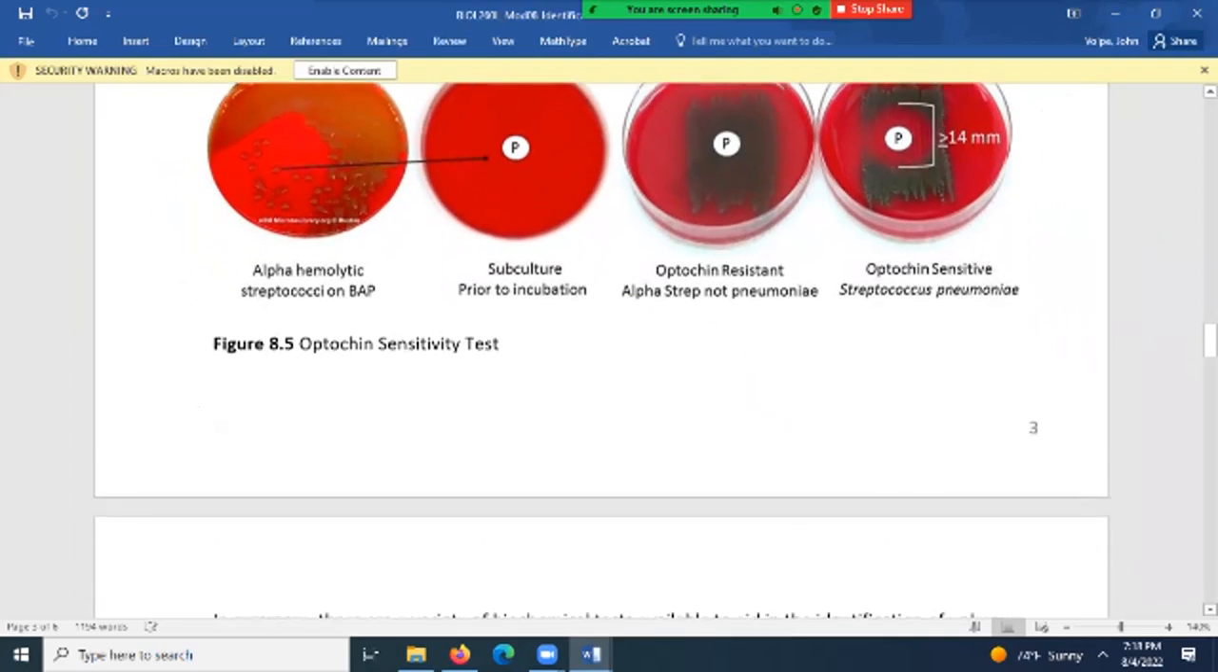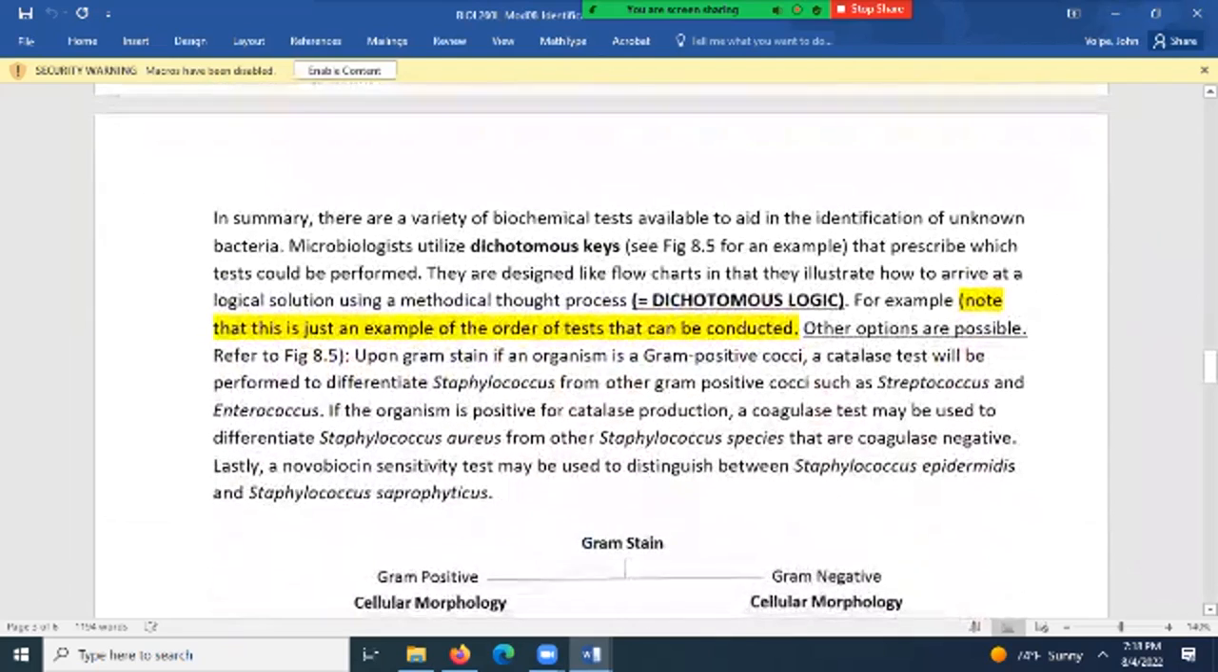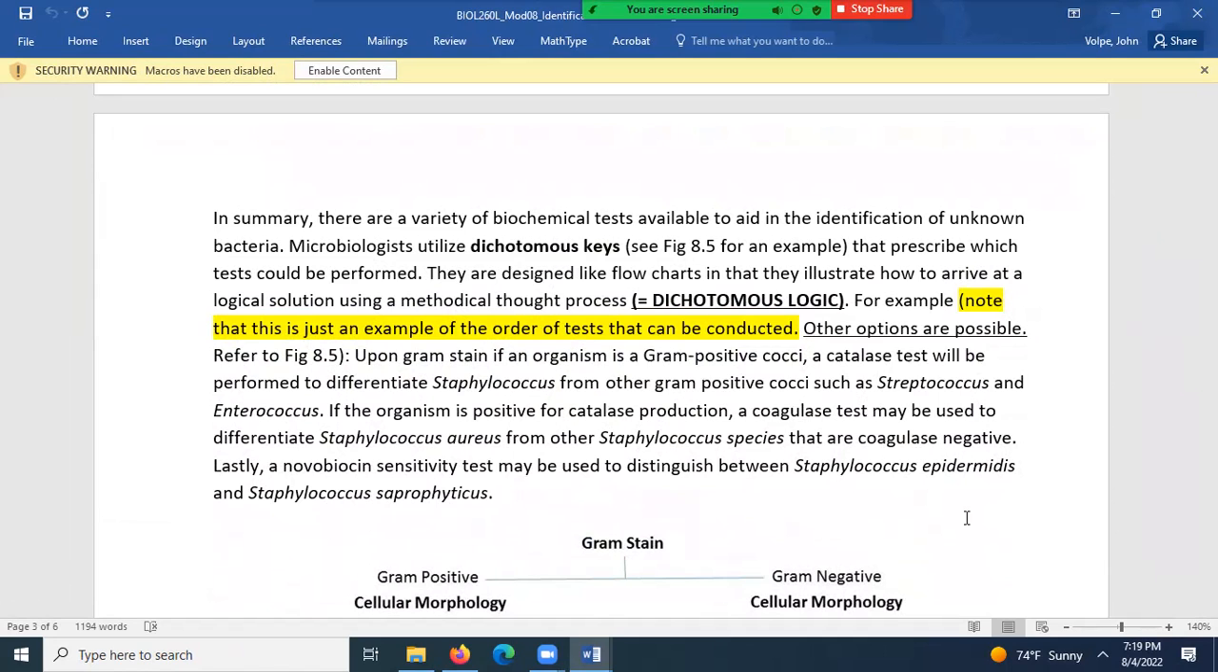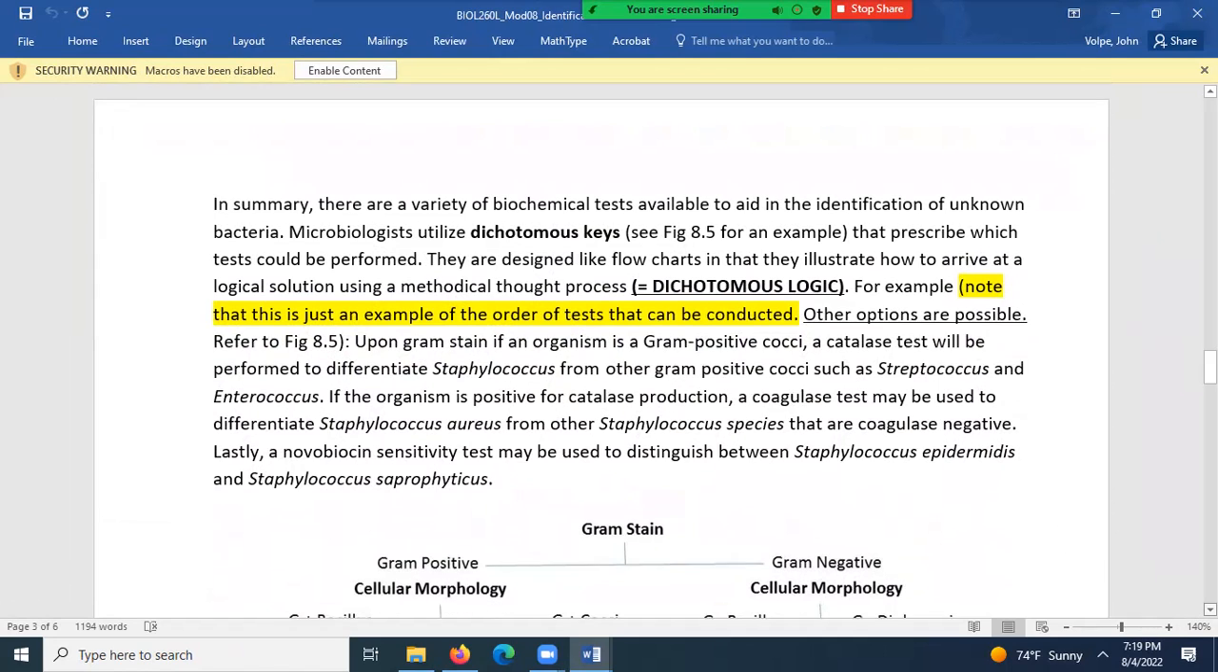All right. So when you're identifying bacteria, you frequently will use a key to help identify them. And we have a dichotomous key to help you identify the bacteria for the case studies for this lab. So you can read about the dichotomous key.